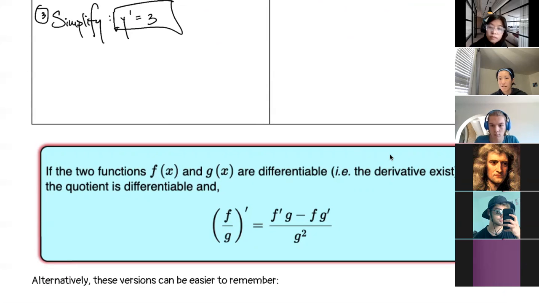So let's start with a setup. Last time I used the letters u and v. Yes, differentiable just means you can take the derivative of it. Exactly. Okay.